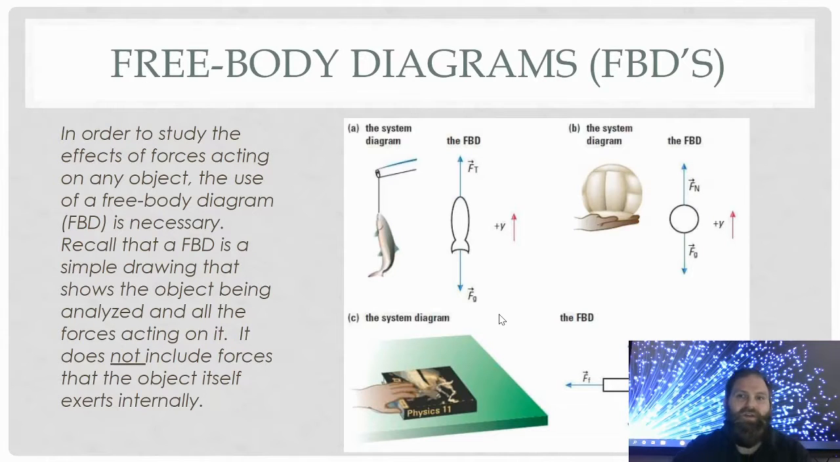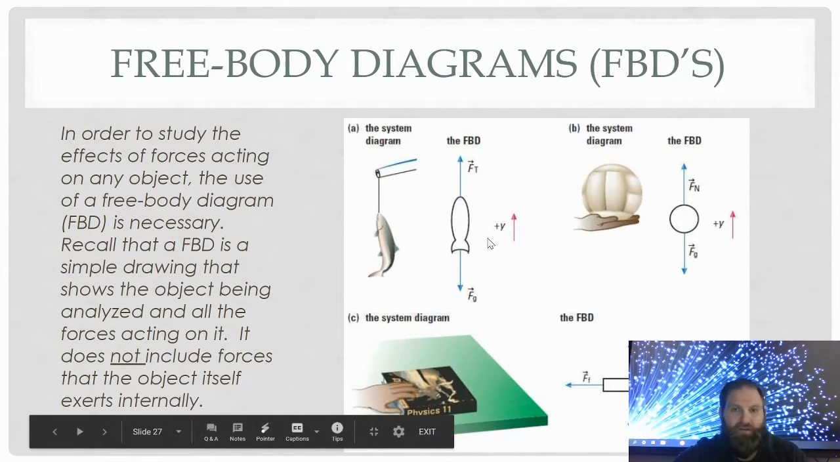Alrighty, so now some free body diagrams. If we look at some of the illustrations below, we have a fish on a line in A, we have a volleyball being held up in B, and we have a Physics 11 book on a desk being pushed across the desk. So let's look at situation A first. For the fish on a string, we have the force of tension and the force of gravity acting on that fish, and that is all.